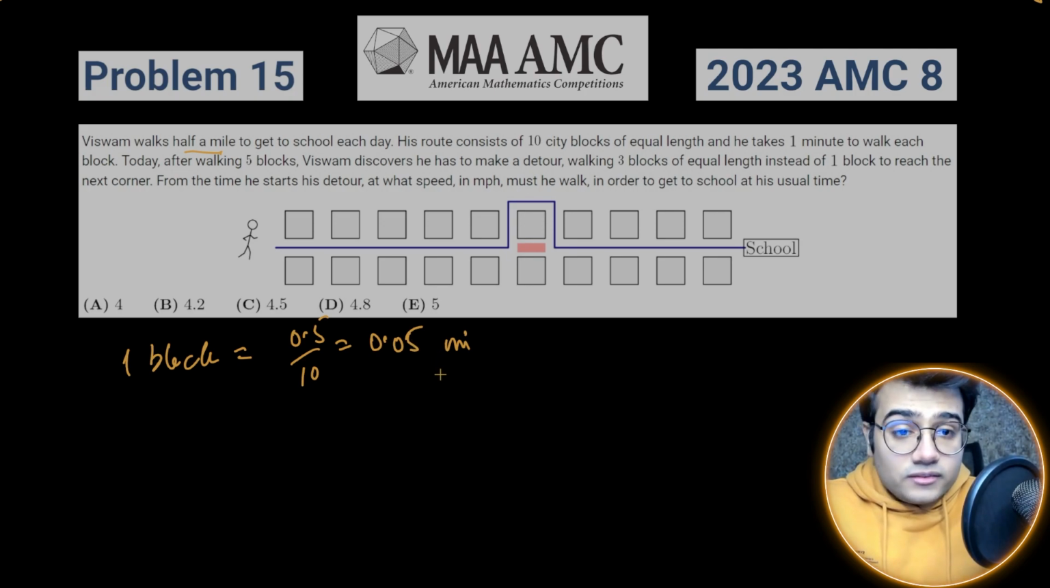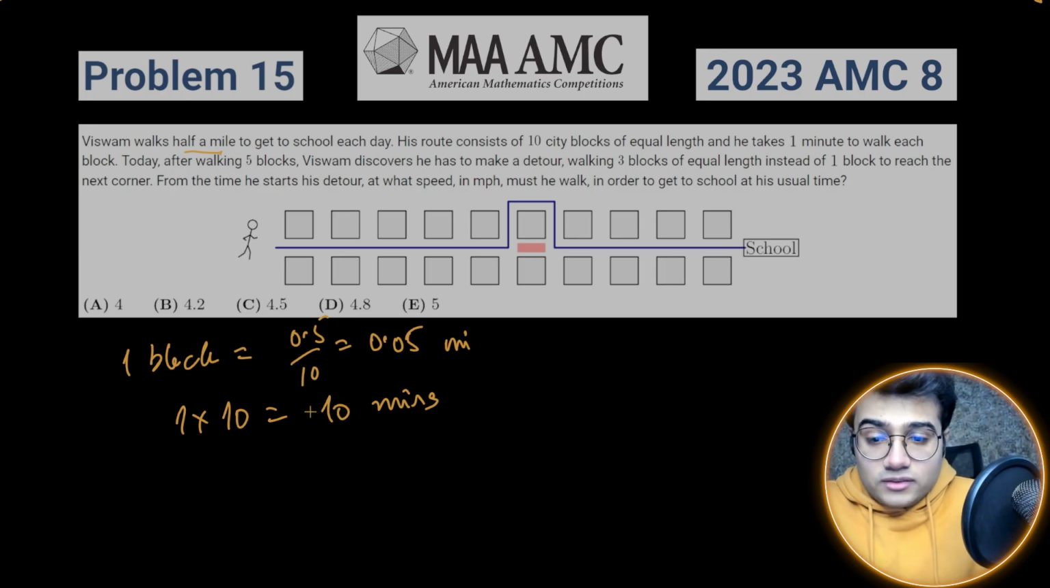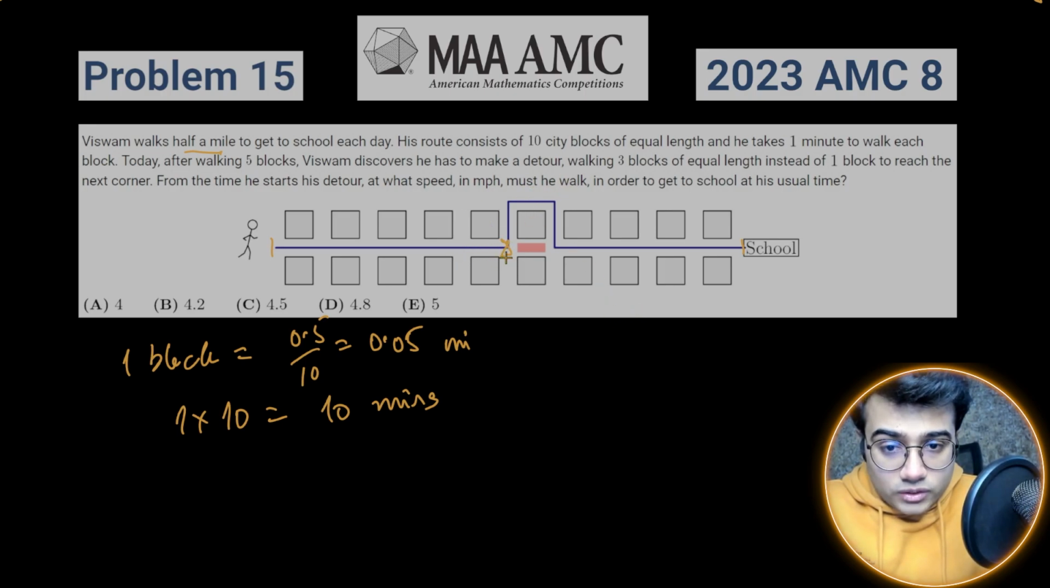Now, he does that in 1 minute. That means he will cover the total 10 blocks in how many minutes? He'll cover that in 1 times 10, which is 10 minutes. Okay, so that's the total amount of time he takes from the starting point to the school. Now, on this particular day, he was walking normally until this point. So he got there in 5 minutes.